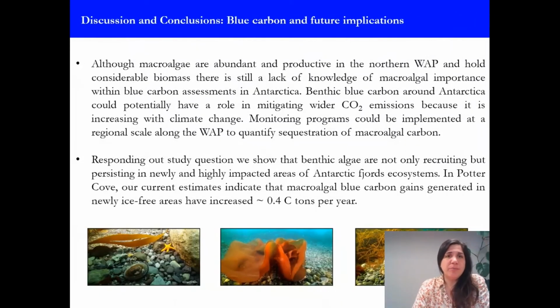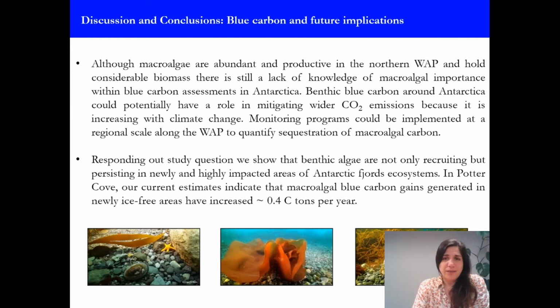Also very important, we know that macroalgae are very abundant and productive in the Western Antarctic Peninsula, but there is very little knowledge about the blue carbon assessment of these organisms in Antarctica. And benthic blue carbon around Antarctica could potentially have a role in mitigating wider CO2 emissions because it is increasing with climate change. So we suggest that monitoring programs could be implemented at a regional scale along the WAP to quantify sequestration of macroalgal carbon.